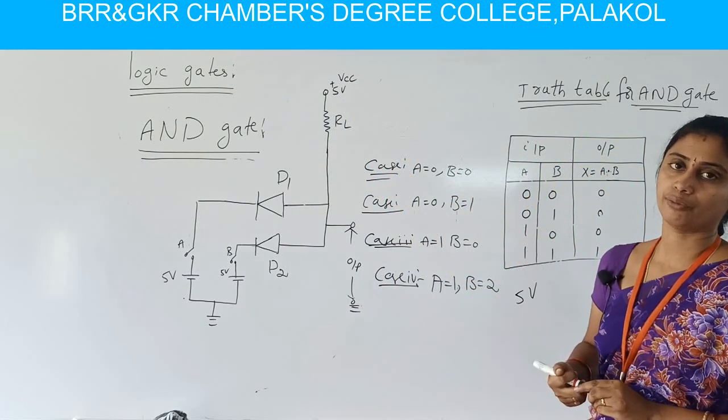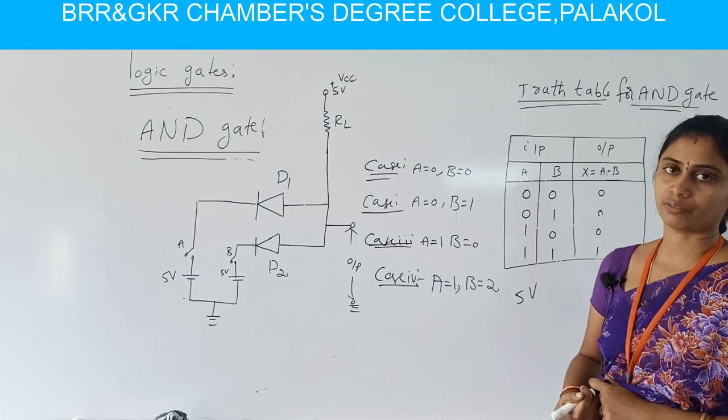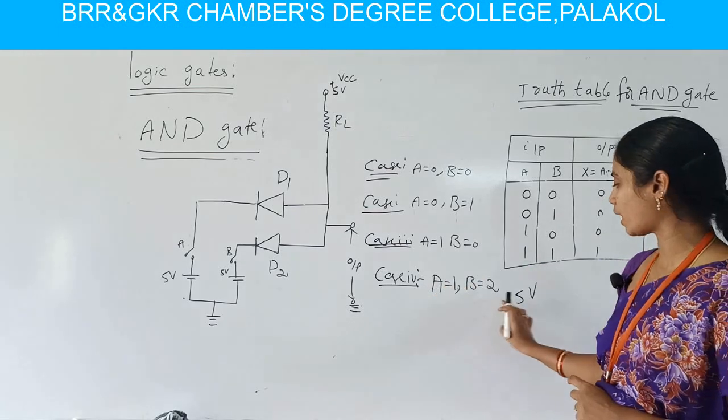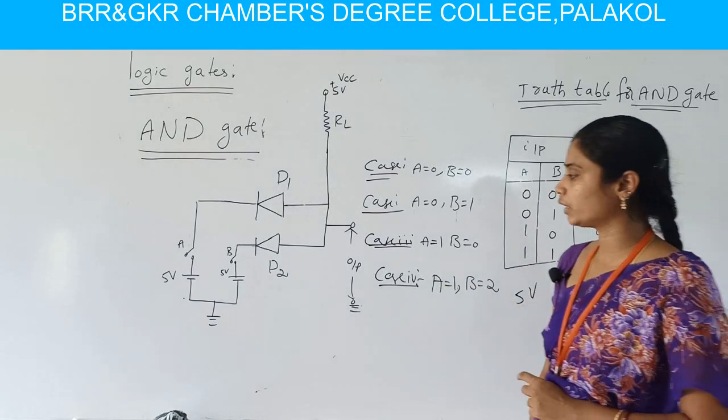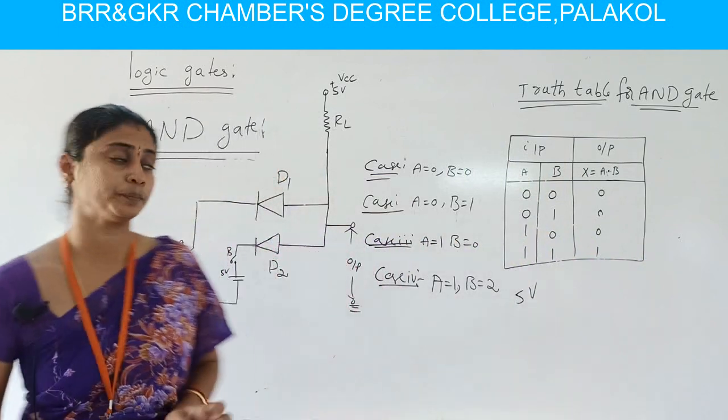Hence in case 4 we have A 1 and B 1, it means the variables are considered as binary 1. Here the voltage is considered as 5 volts. So both the diodes are in a conducting state, and we have the output as high logic level.